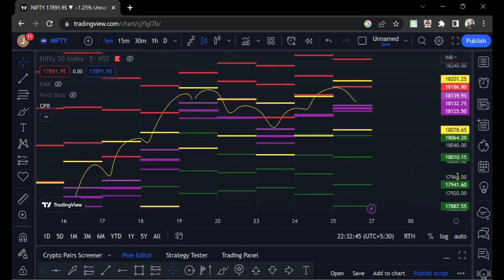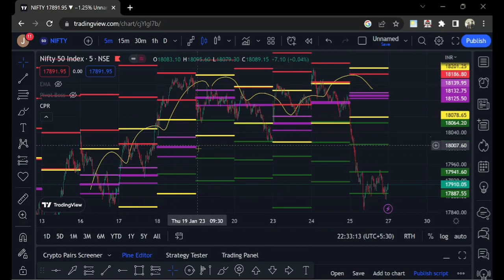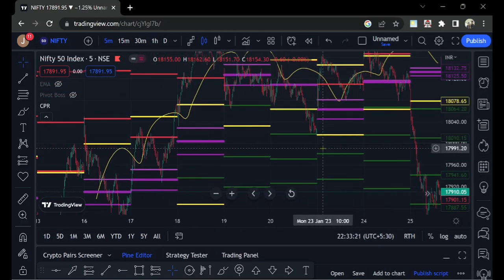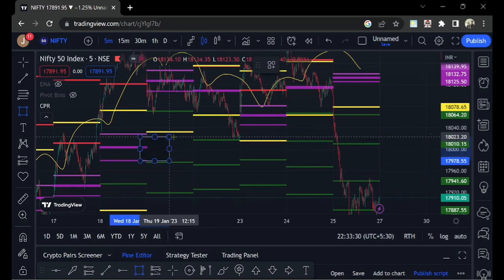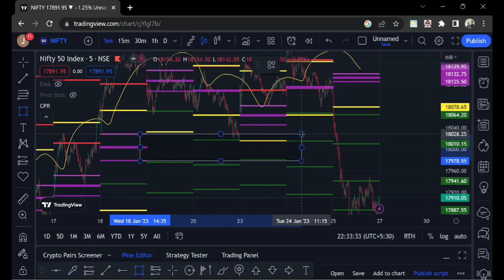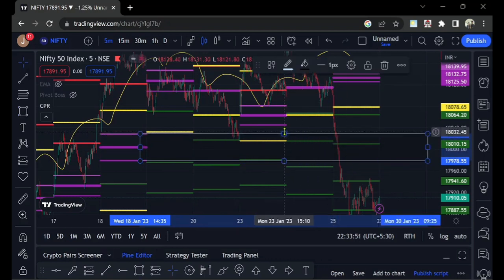Now the last one is the virgin CPR. If the candles are not penetrating, for example, you see in this particular area, let me apply the chart. See, in this CPR, candles are not penetrated. So this CPR can be taken as a virgin CPR. For the next consecutive 6 days, we can use this as a virgin CPR. What is the concept of virgin CPR?